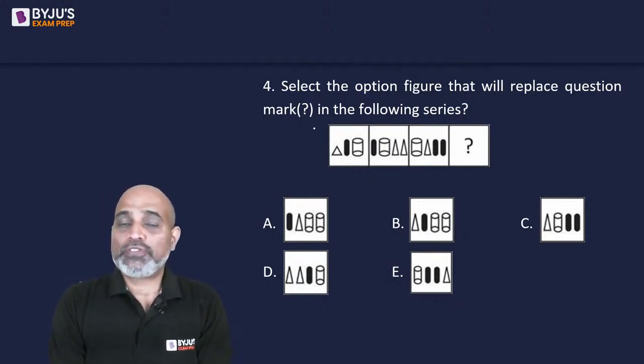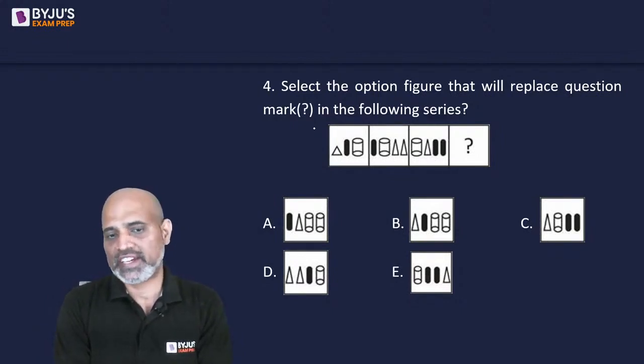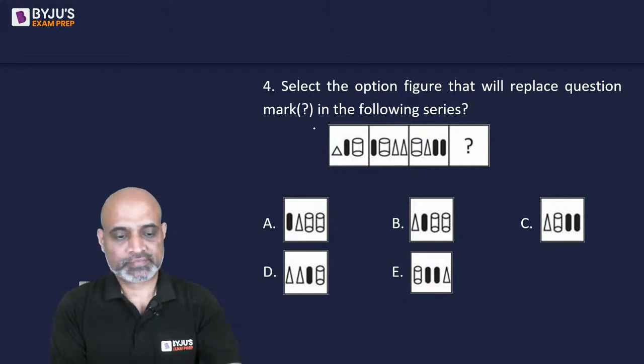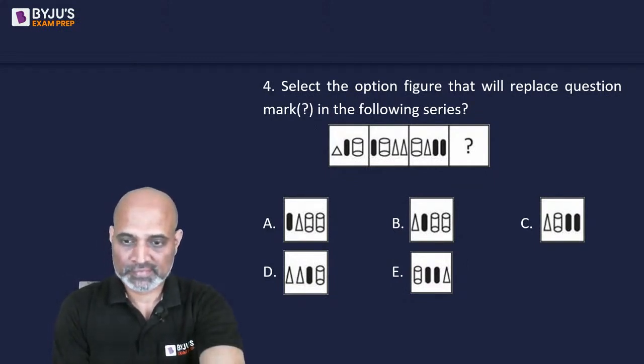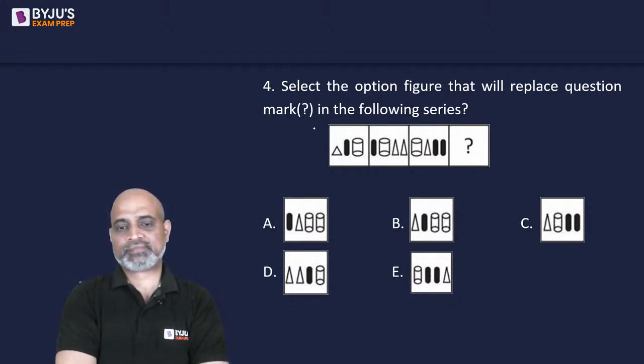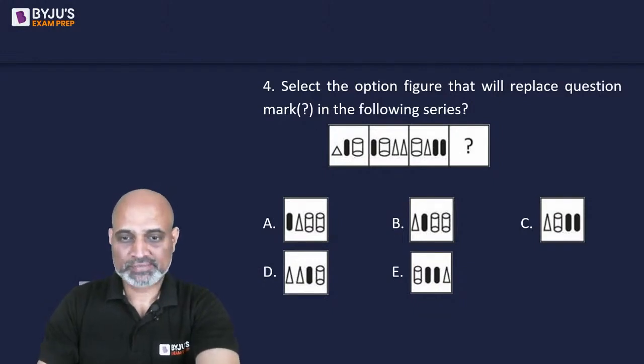Okay, next one. Select the option figure that will replace question mark in the following series. Triangle, shaded capsule, and then a cylinder. Which one makes sense? Tarangi, you are late.